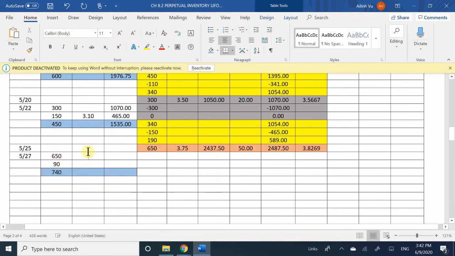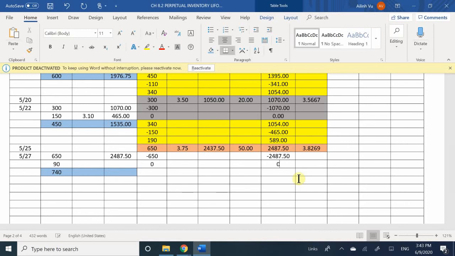Okay, so from 650, we already know it's right here. We've calculated it already for 248,750. No questions asked about it. We're getting rid of the whole thing, so I can make the assumption that I'm getting rid of the entire thing. 248,750 is going to zero me out completely.